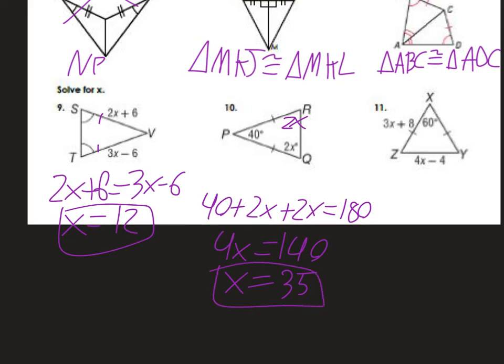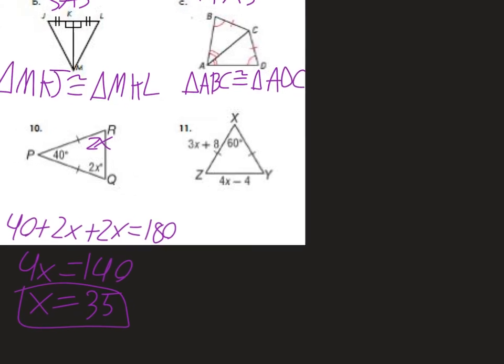Last problem. We have what appears to be an isosceles triangle. This side is congruent to that side. We have this weird thing, 4x minus 4 down here. It seems like this might be a broken problem, but it's not. So in fact, we would start this problem by looking at the angles. So 60 is there, and these two angles must be the same.